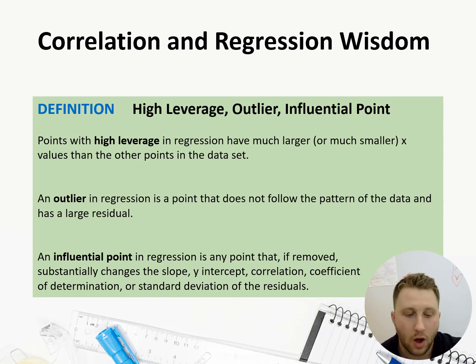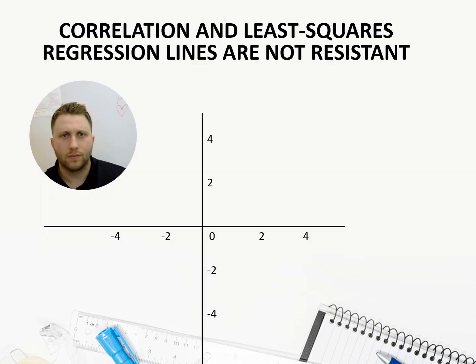We've got points on linear regression models or in scatter plots that are special. 3 types that we want you to be familiar with: so high leverage, outliers, and influential points. So high leverage points have much larger x values, larger or smaller if they're on the left side of the scatter plot, than other points. Outliers don't follow the general trend of the other points in the scatter plot, and influential points are points that, if you remove them, would substantially change one of the features of the least squares regression line.